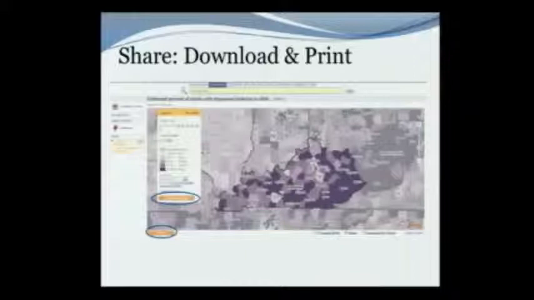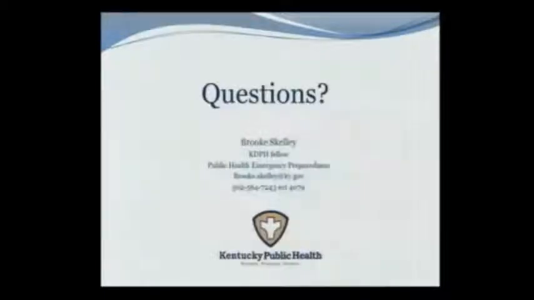By clicking the print button, which is this orange button right here, you can save the picture as a JPEG and print that out. Right here, this is another picture. This is estimated percent of adults with diagnosed diabetes, and then retail-based healthcare, so your little clinics in Kroger. So I think that's it.